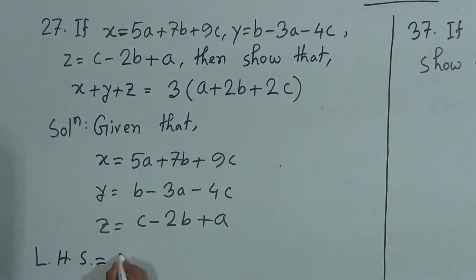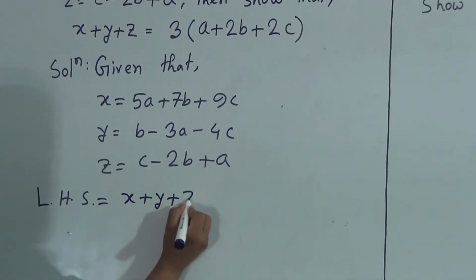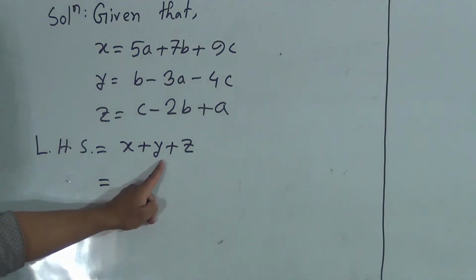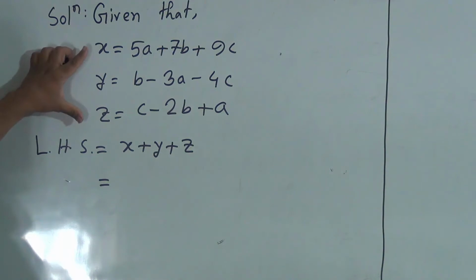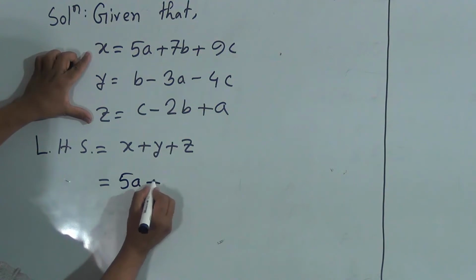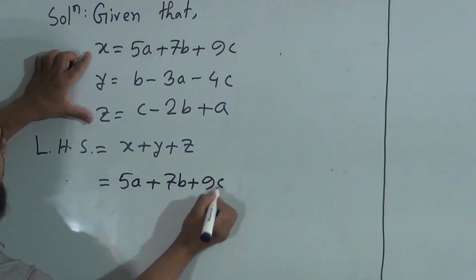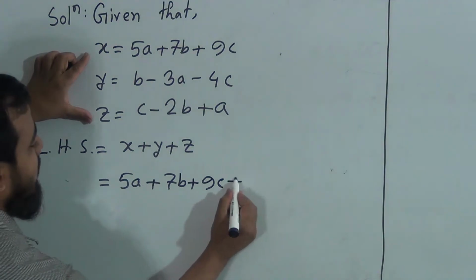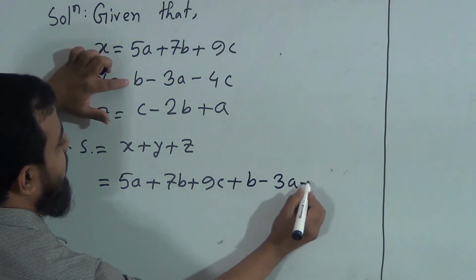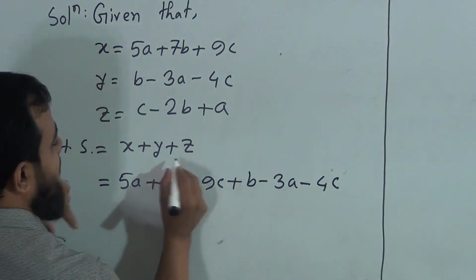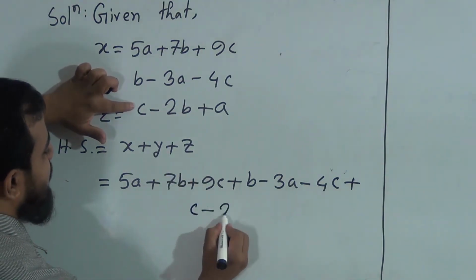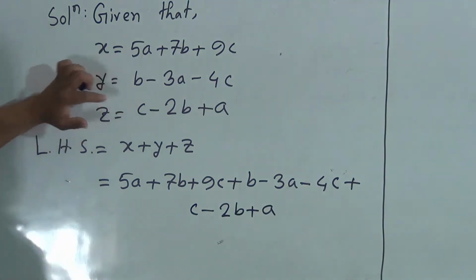Now left hand side is equal to x plus y plus z. Now we have to put the value of x, y and z here. The value of x is 5a plus 7b plus 9c. Then a plus sign. Then the value of y is b minus thrice a minus 4c. Then this plus sign again. After that, the z value. The value of z is c minus twice b plus a.